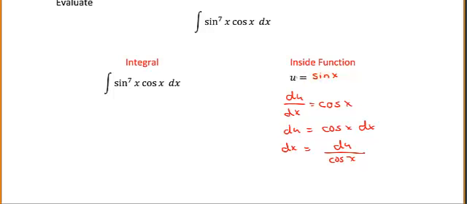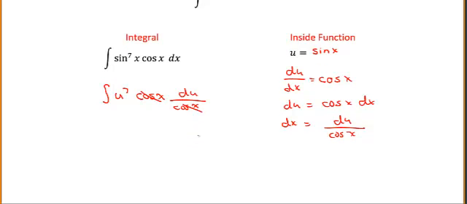In place of sine, we'll put u. So instead of sine raised to the 7th power, I'll have u raised to the 7th power times cosine of x times dx, which is du over cosine of x. I can cancel that, and I'm left with the integral of u to the 7th with respect to u. Maybe I better write that cleanly. And that would be u to the 8th over 8 plus a constant of integration.